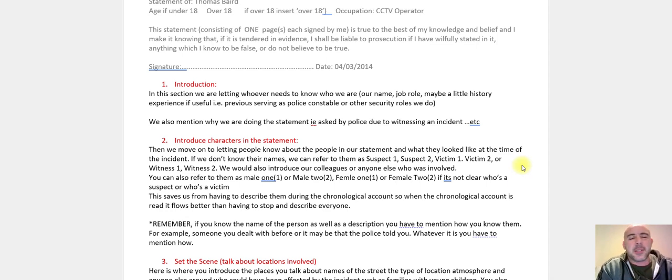That's if it's not really clear who was the suspect and who was the victim. So the reason again why we do this, guys, it saves us from having to describe during the chronological account who these people are. So now, once we've done this, once we name them, so we say suspect one, you could write something along the lines of suspect one, who at the time of the incident was a 5'8" white male, stocky build, bald, beard, wearing glasses with a grey hoodie, grey tracksuit bottoms, and white trainers. So you'd say suspect one, and then you describe them.